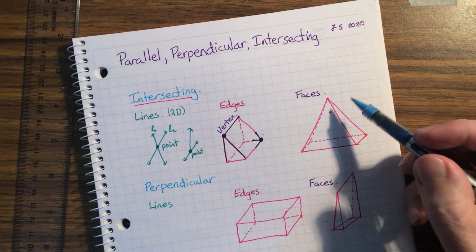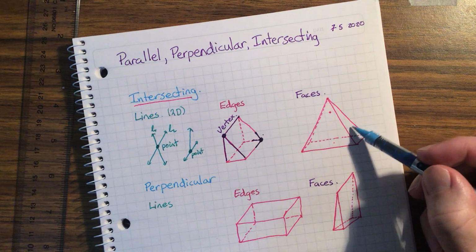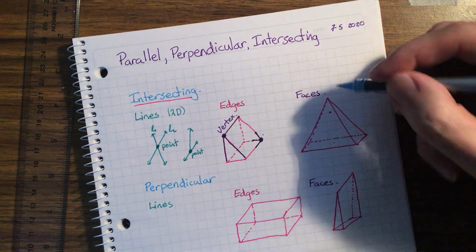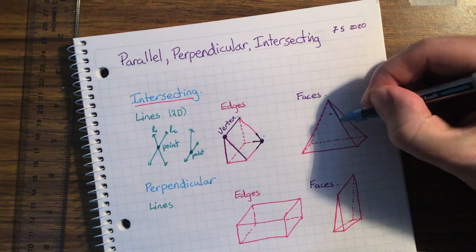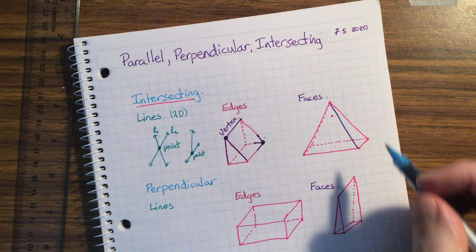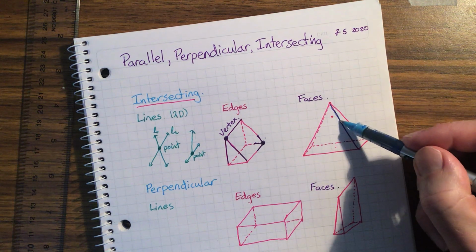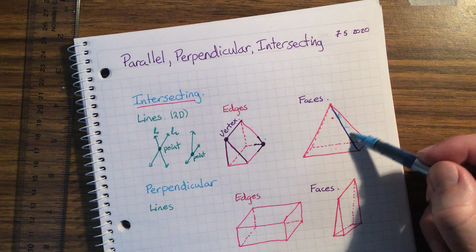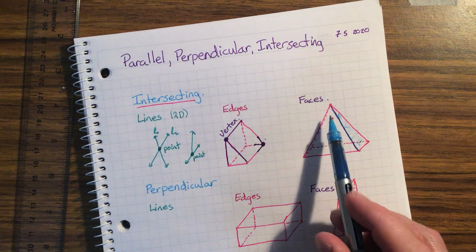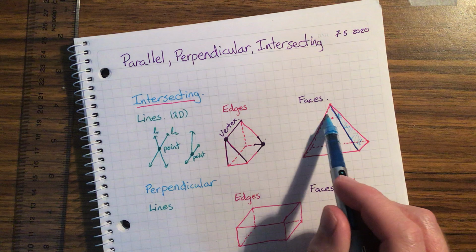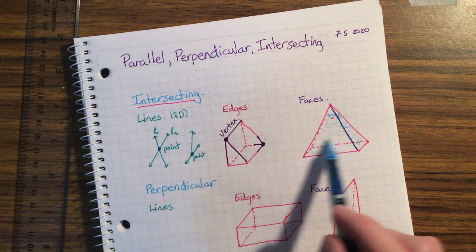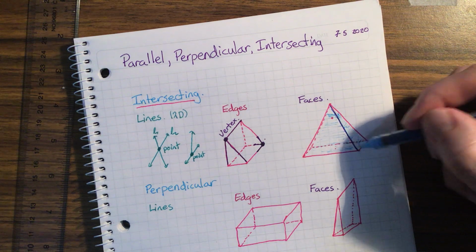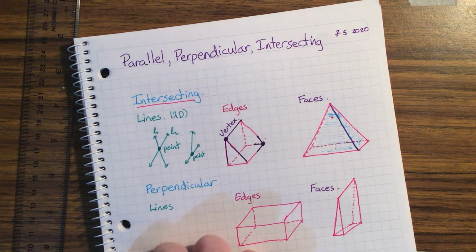Faces are these flat sides of the object, and they intersect with other faces on an edge. So you can see on this edge right here, this face right here intersects with this front face. So those two faces intersect on an edge.